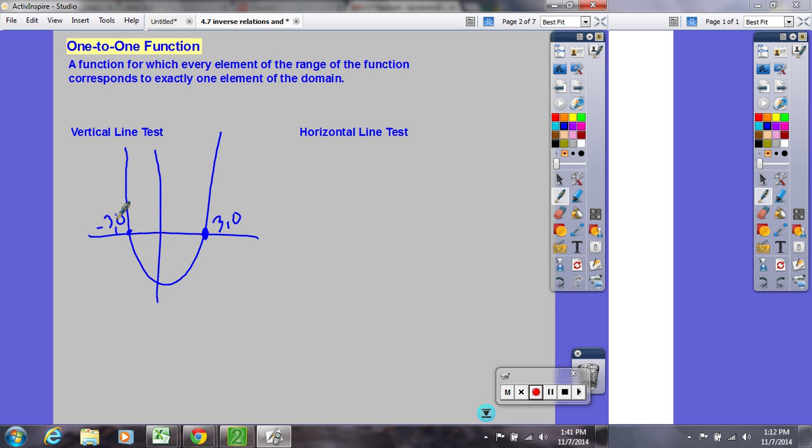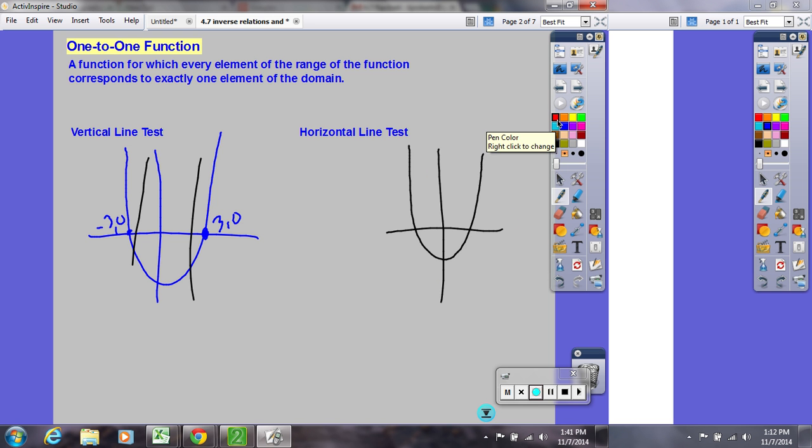Is this a function? If I do the vertical line test, it passes, correct? And that's what this is telling me. So the vertical line test tells me whether that relation is a function. The horizontal line test tells me whether its inverse is going to be a function.